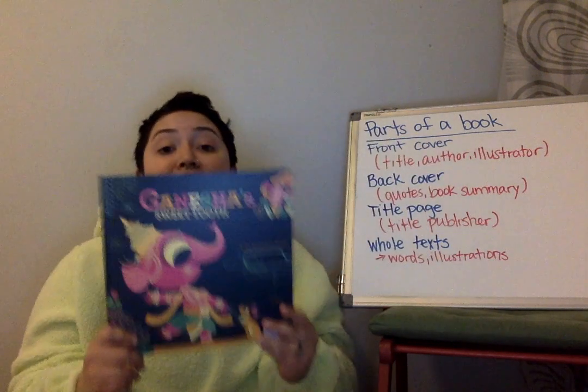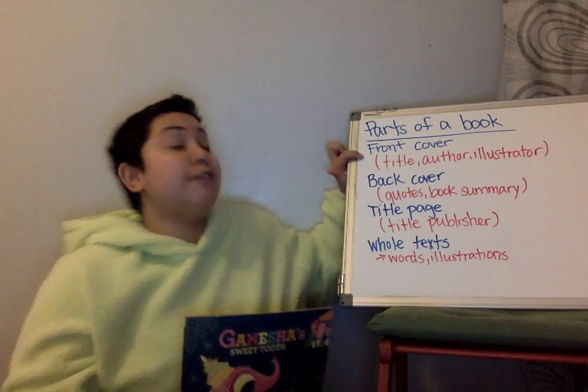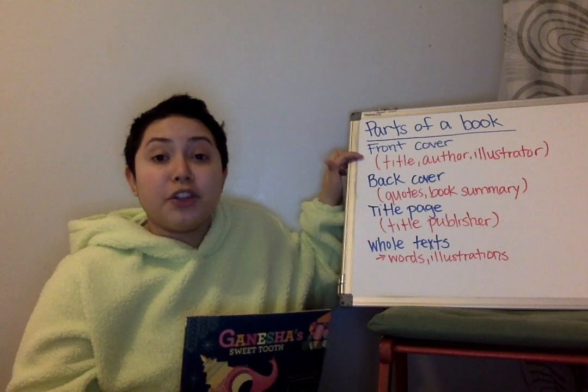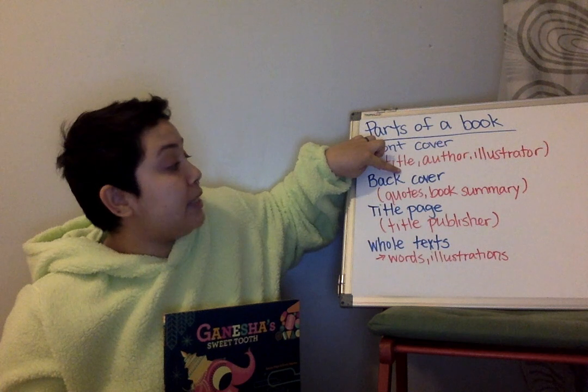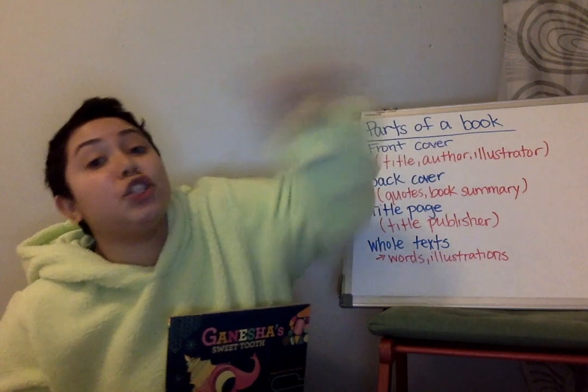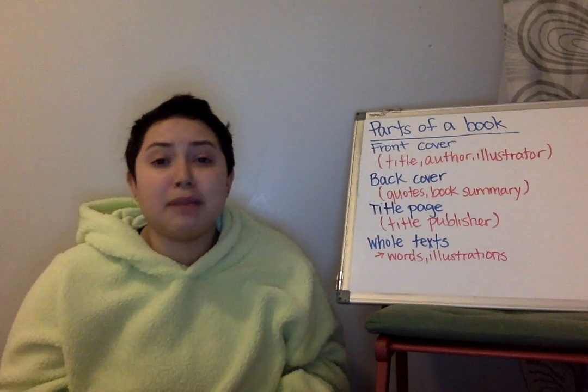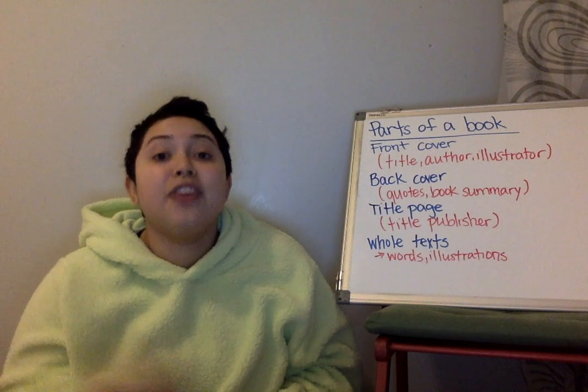Now, the very first thing that I do is I want to look at the front cover. On the front cover, there's some important things that I can find, like the title of our book or text, the author and illustrator's name, and sometimes we can see any illustrations that the illustrator has made.